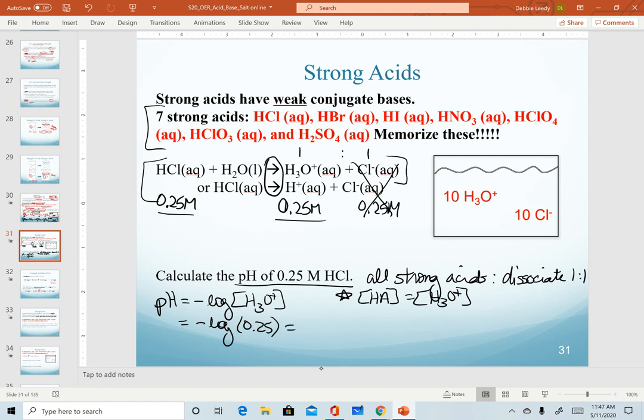We expect a low pH. This is a strong acid. That's a decently high concentration. And recognize we have 2 sig figs in concentration, so we're going to go to 2 decimal places in pH. So this solution of HCl has a pH of 0.60.